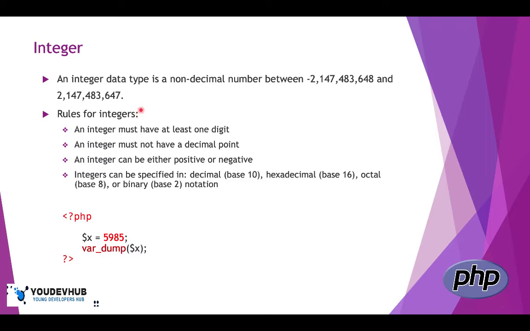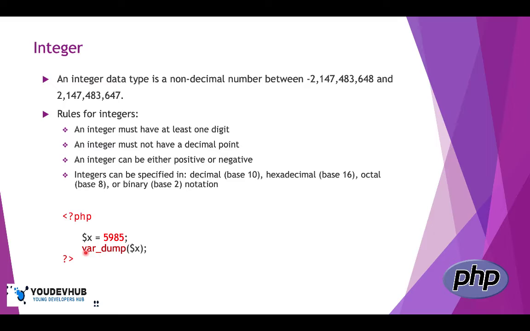What are the rules for integer? An integer must have at least one digit. An integer must not have a decimal point. An integer can either be positive or negative. And an integer can be specified in decimal, that is base 10, hexadecimal base 16, octal base 8, or binary base 2 notation. But it must not have a decimal point, and it can either be a negative or positive value.